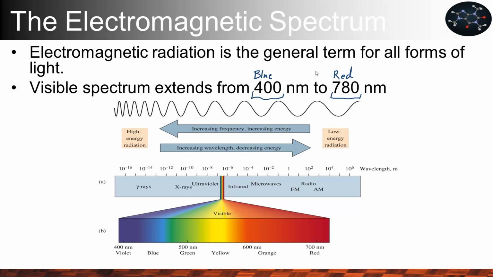Which one of these two has the higher energy? A photon of red or a photon of blue? Okay, well, remember, energy is inversely proportional to wavelength. So that means shorter wavelength, higher energy. So it's blue light.